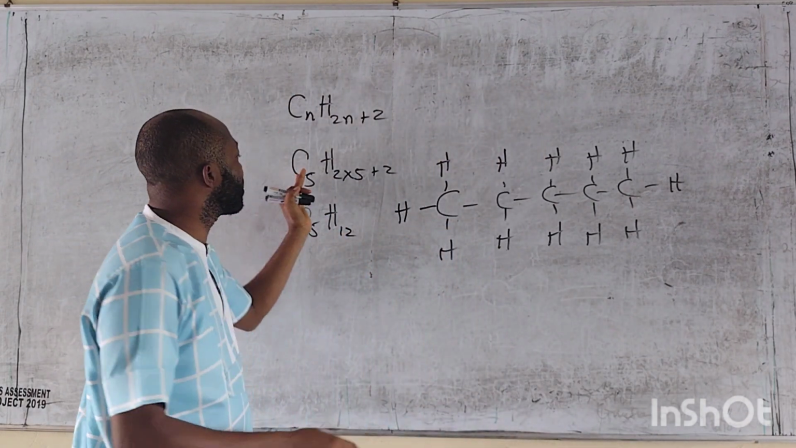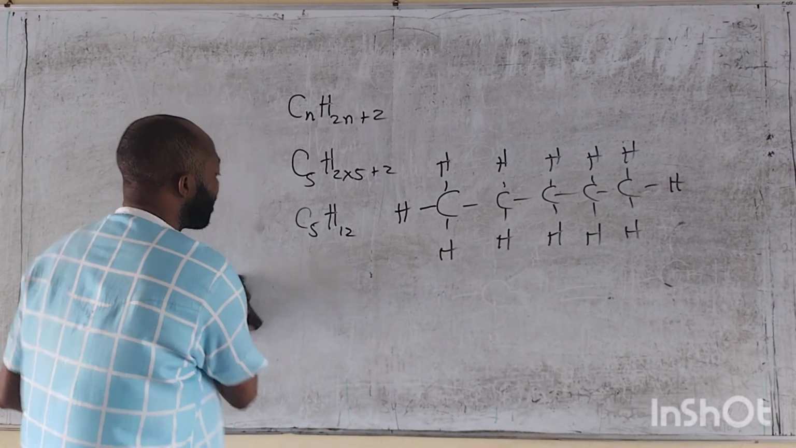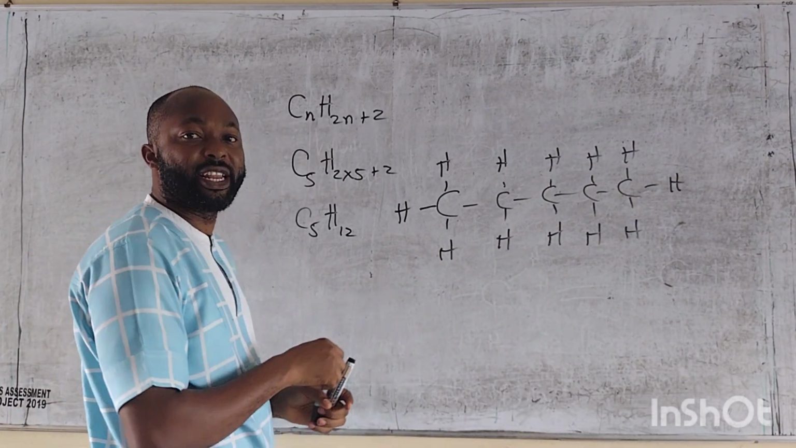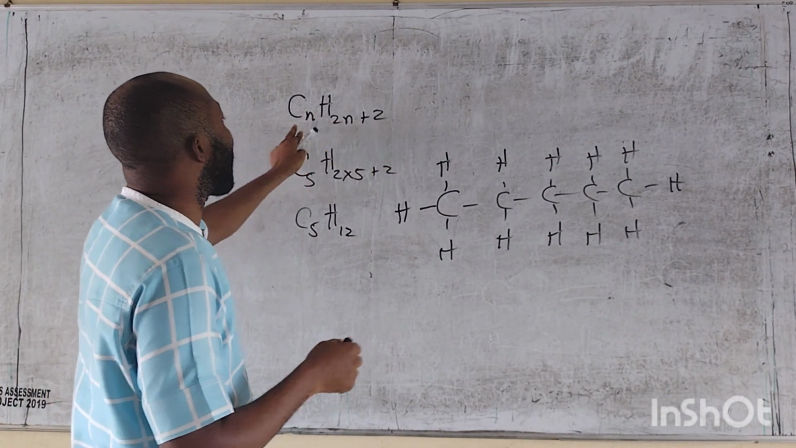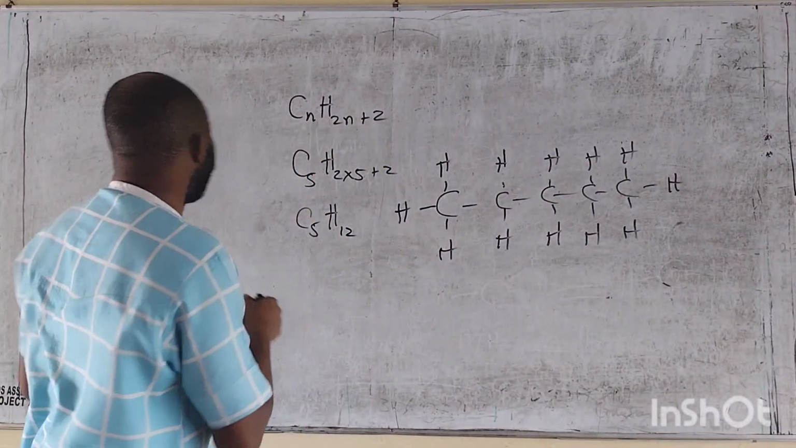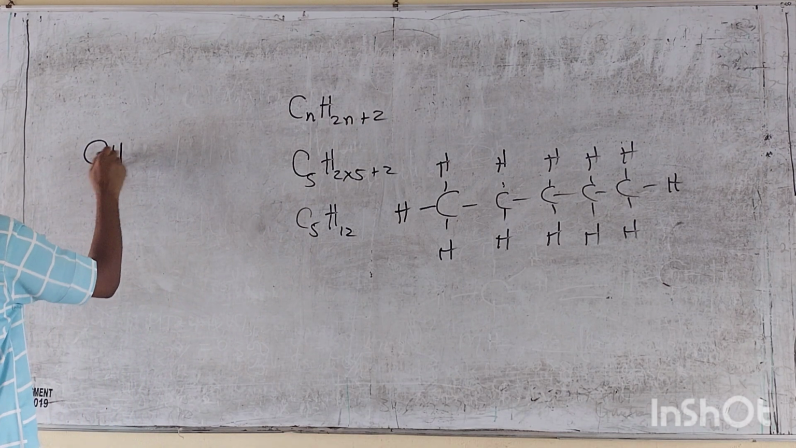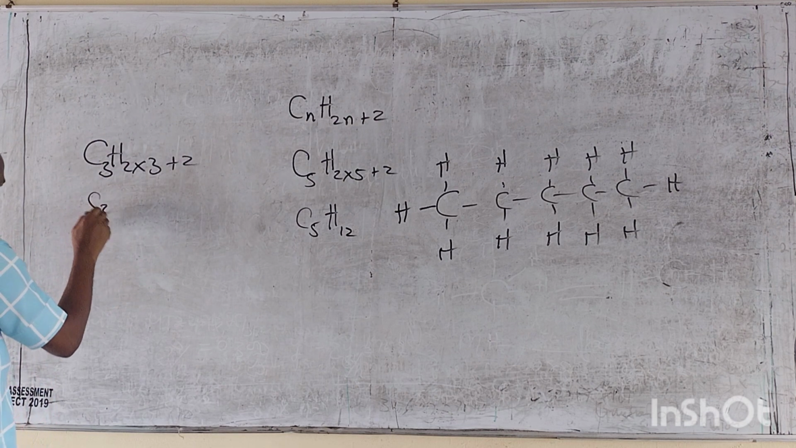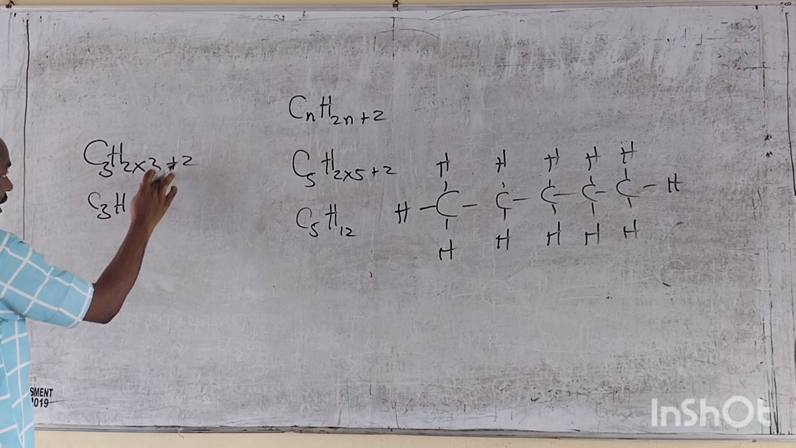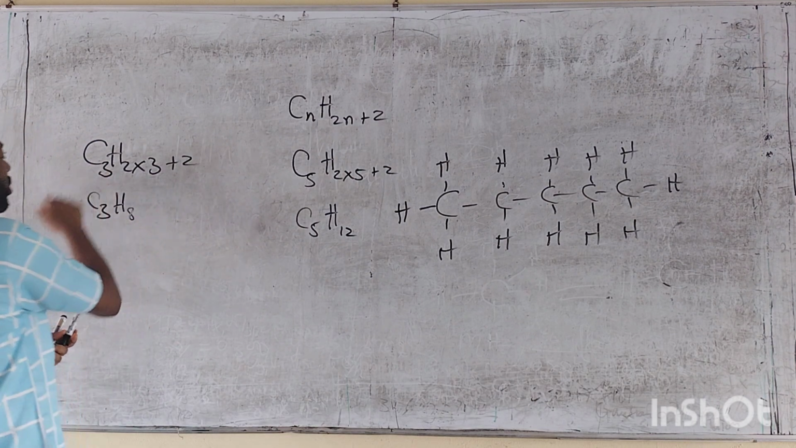So the first one we took as an example is pentane. Let's take another example. Propane, for example. Propane means 3. So this is the formula. Anywhere I see N, I put 3. So I will come over here and say C3 H(2 times 3 plus 2). C3 H6 plus 2, 8. So now the structural formula; this is the molecular formula.